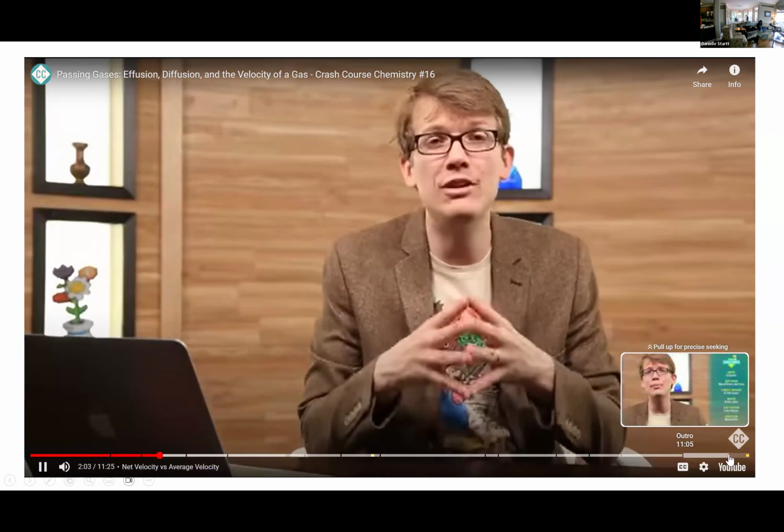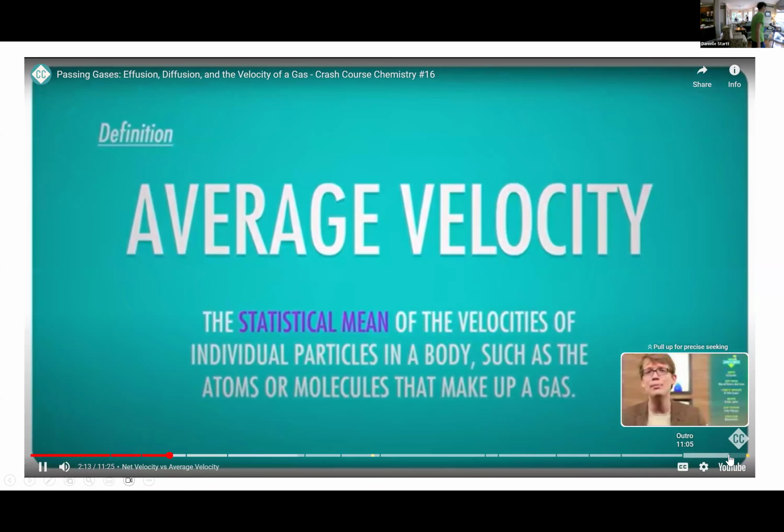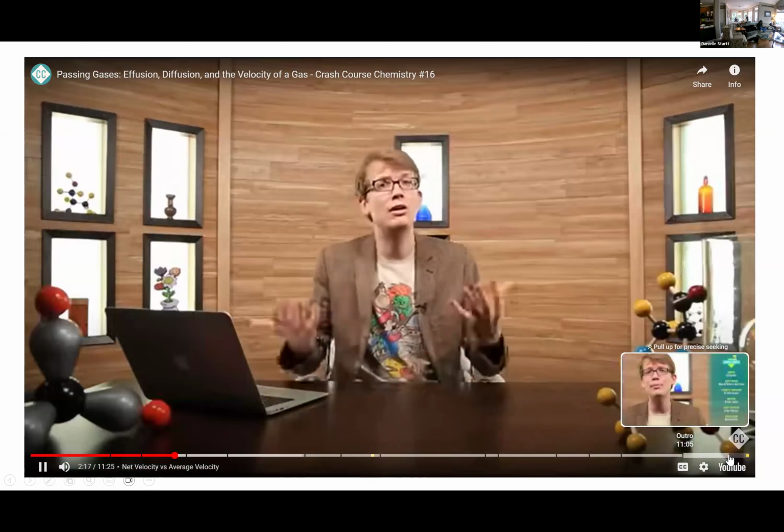At other times, we focus on the individual atoms and molecules that make up the gas. In that case, we use the average velocity of each of the particles. That's the statistical mean of the speeds of all the individual atoms or molecules in the system. There are always faster ones and slower ones, but it all evens out in the mean. The net velocity of a gas in any one direction will always be lower than the average velocity of its molecules because the overall motion of the gas is hindered by collisions among the individual particles.